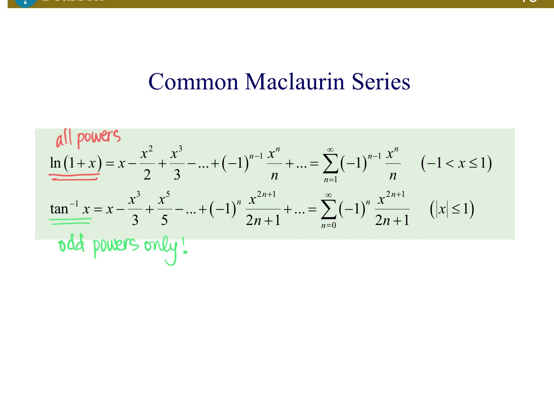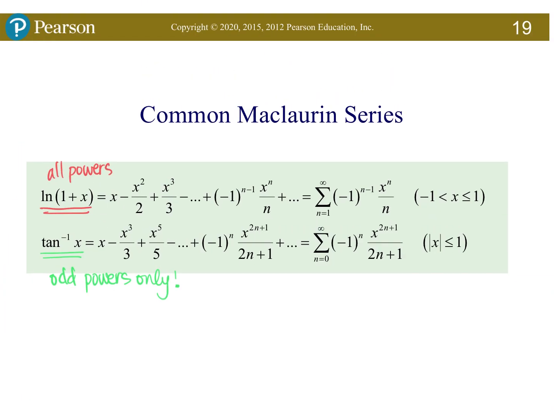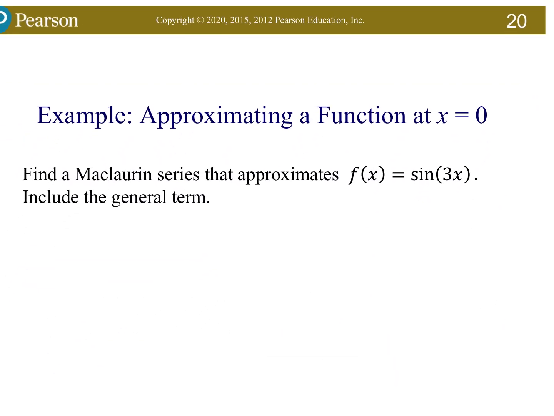What could we do? Tangent is an odd function, if you think about the graph of tangent. So since tangent and tangent inverse are both odd functions, they are going to reflect all the odd powers. I don't know if that'll help you remember it, but there's no factorial. All right, those are some of the common ones.